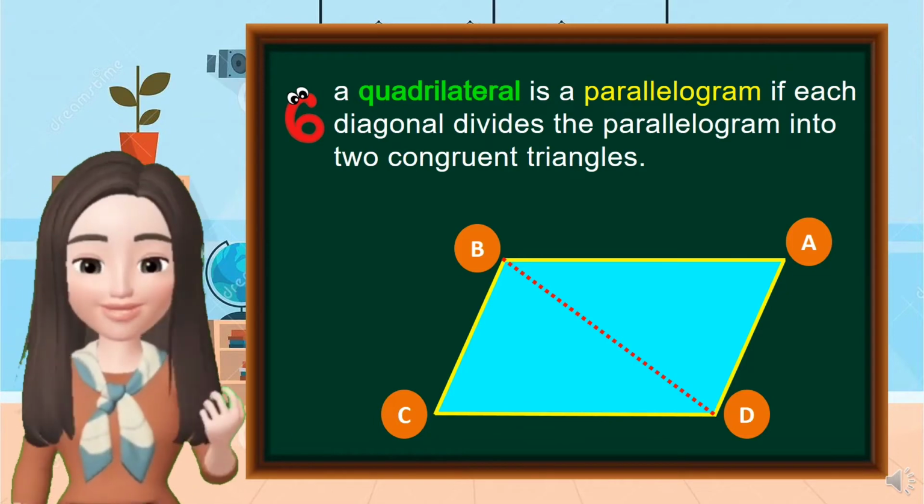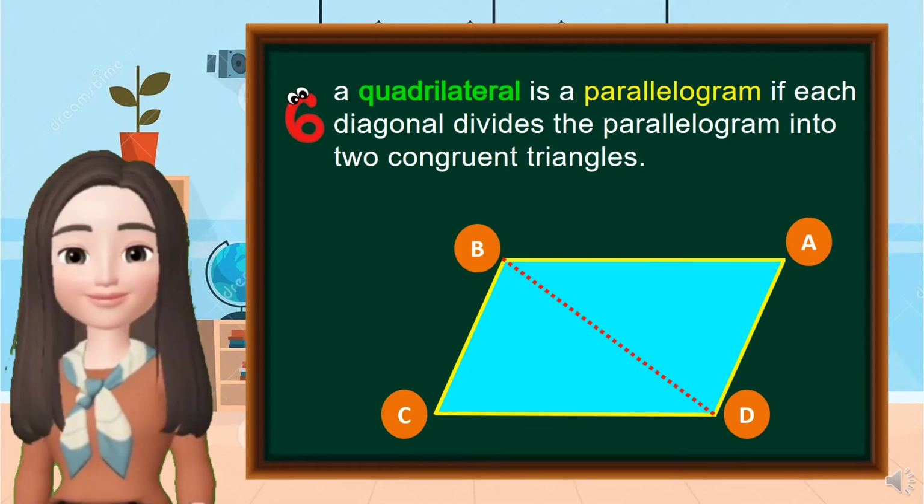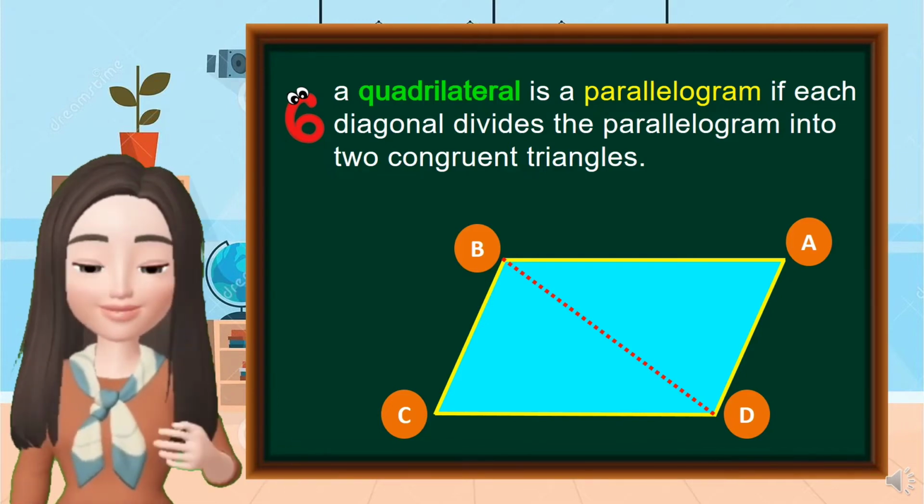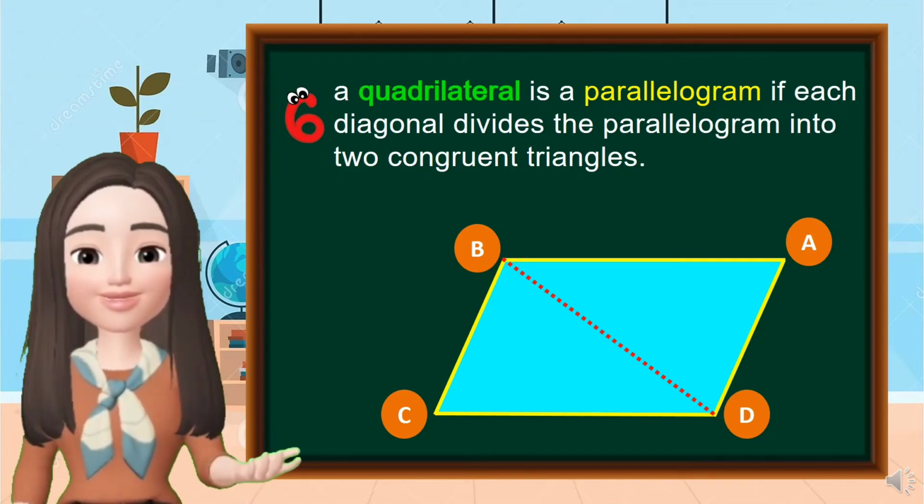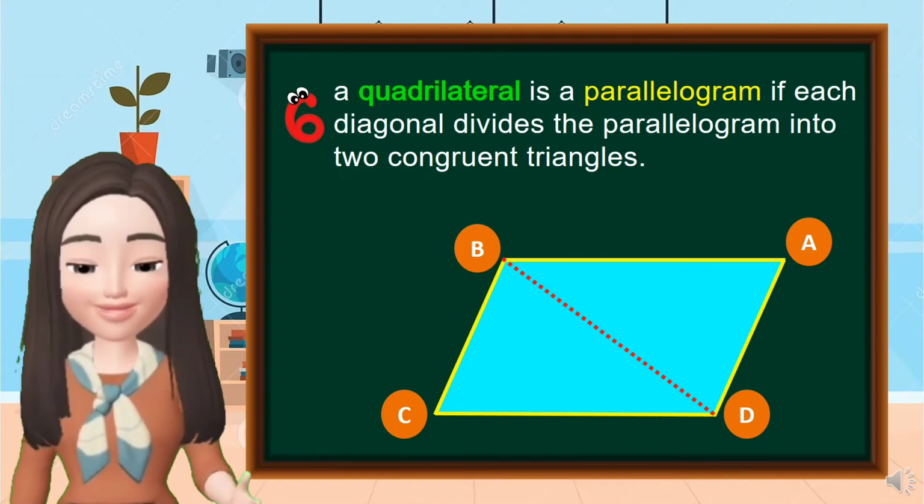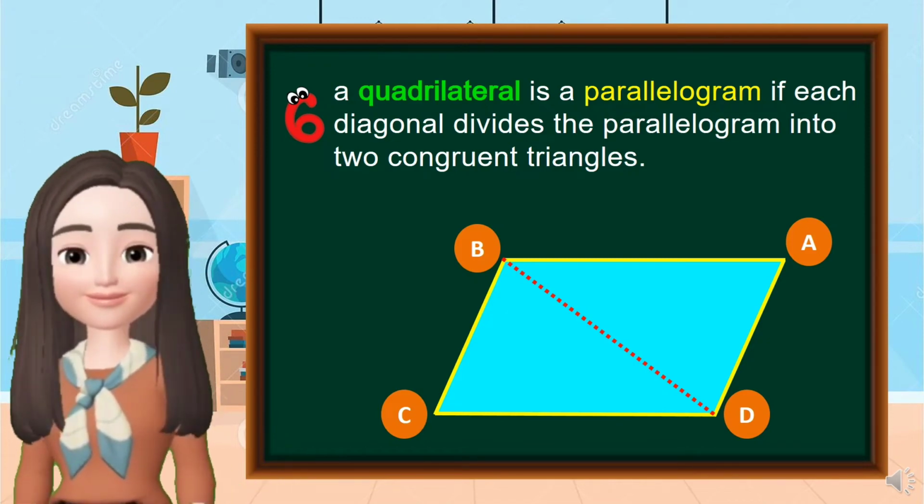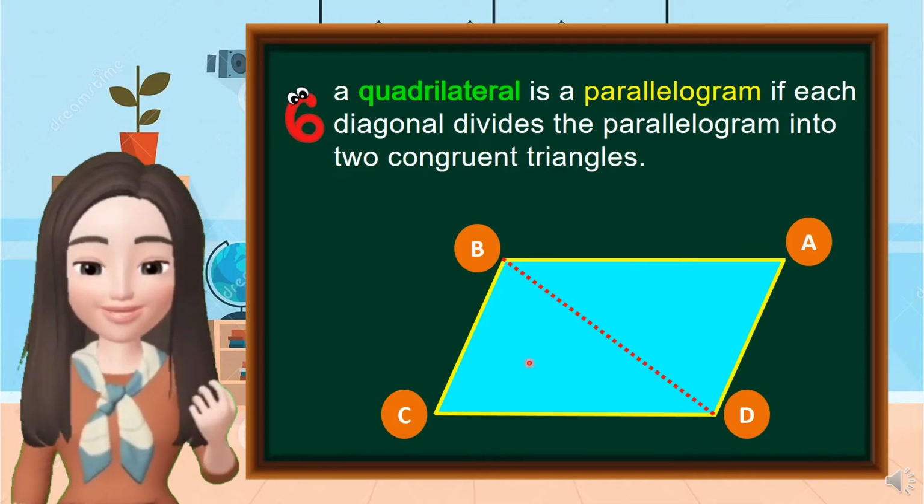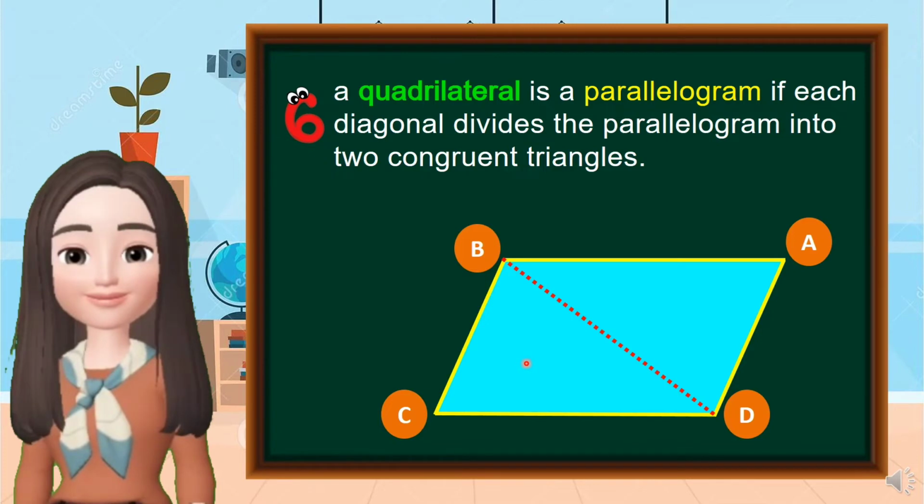And lastly, a quadrilateral is a parallelogram if each diagonal divides the parallelogram into two congruent triangles. Again, a quadrilateral is said to be a parallelogram if each diagonal divides the parallelogram into two congruent triangles. So, yan. Kapag daw yung ating diagonal, alin ba yung diagonal? Ito po yun, the line BD. Kapag nagkaroon dito ng diagonal and you notice that there are two congruent triangles na na-form, so therefore, it is also a parallelogram. It is also a condition na siya ay parallelogram.